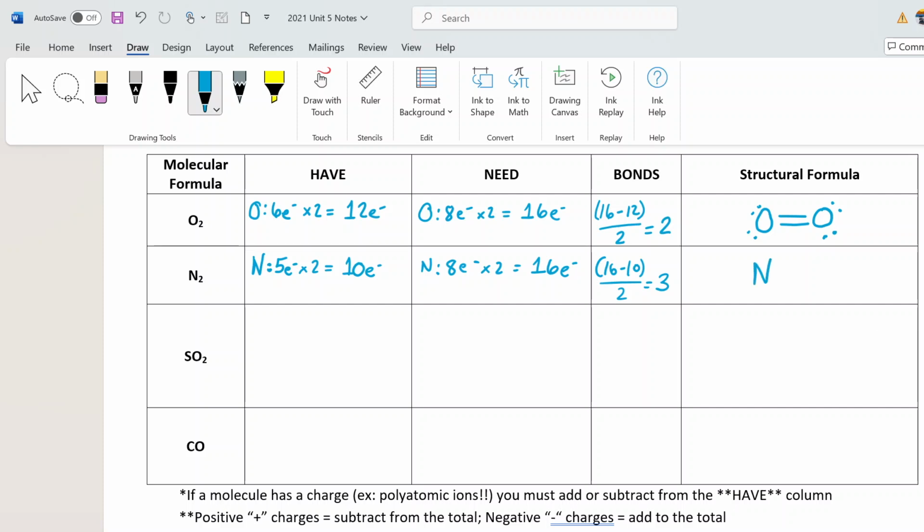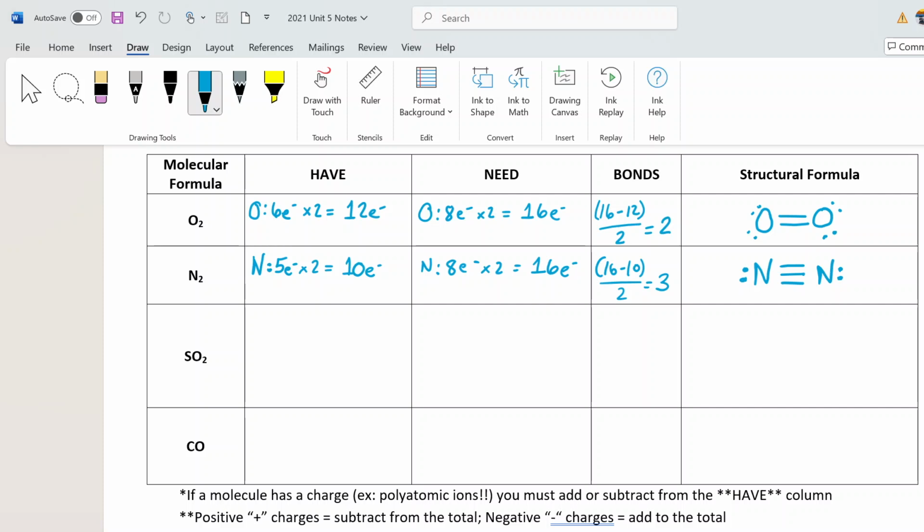So we're going to have nitrogen triple bonded this time to another nitrogen. So that gives me 6 electrons. I need 10. So that means that I will have 2 electrons on each nitrogen furthest away from the bonds.